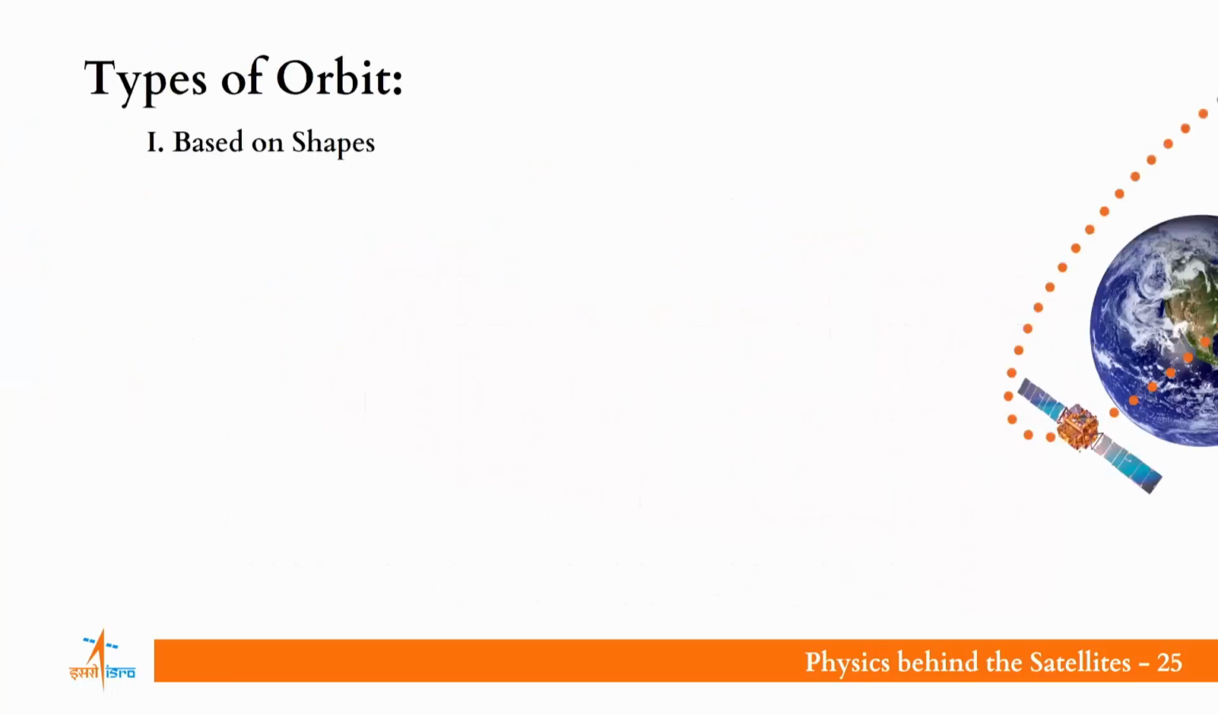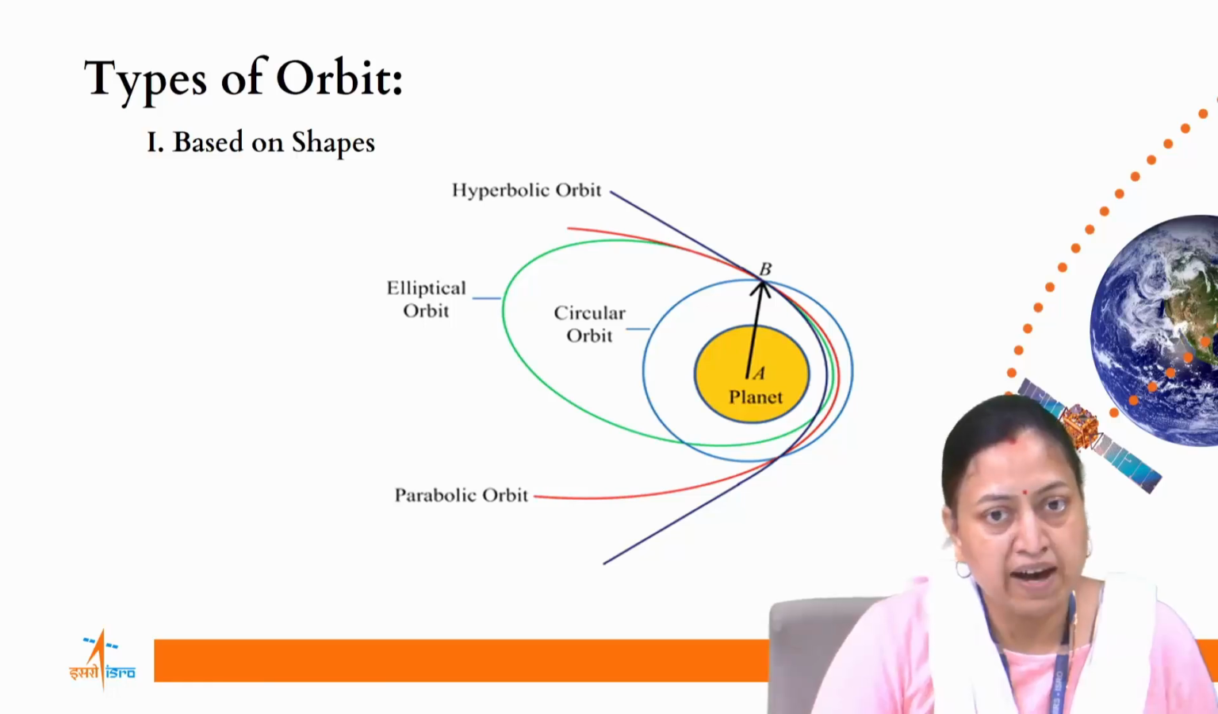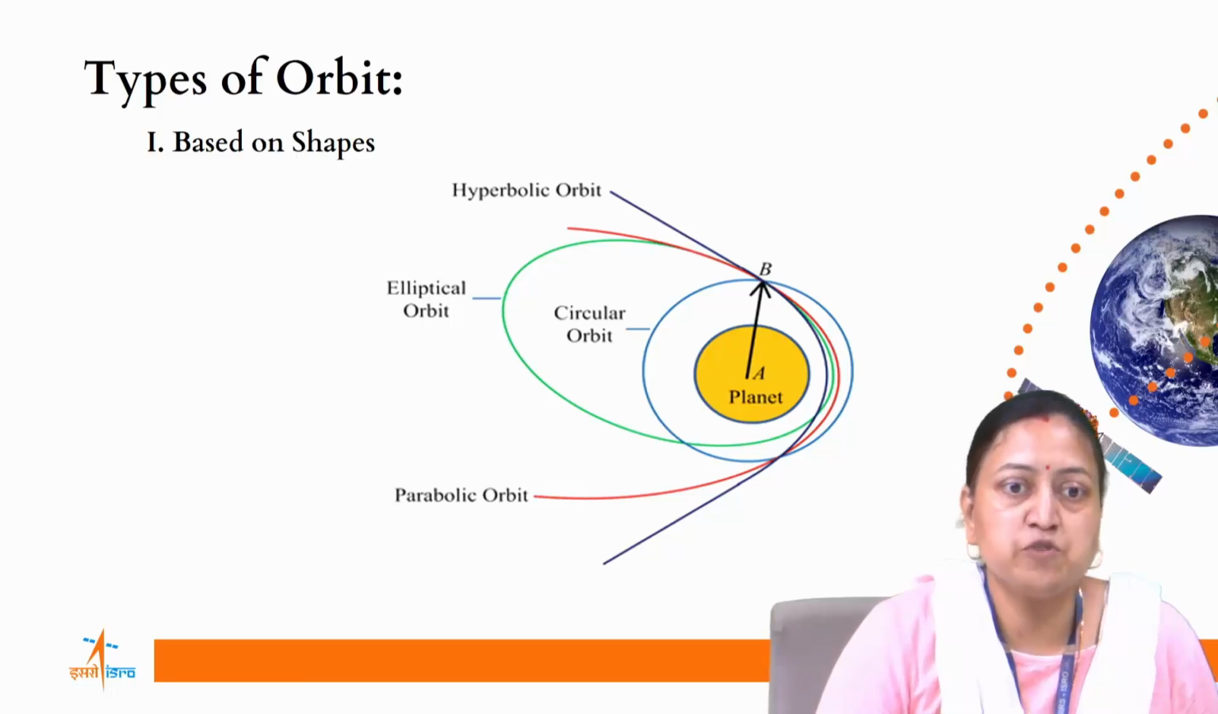Let us learn about types of orbit based on shape. Circular orbit. A circular orbit is a path on which every point is equally distant from the planet's center. Elliptical orbit. An elliptical orbit is a path where the satellite orbits in an elliptical shape around the host planet, which would be at one of the foci of the ellipse.